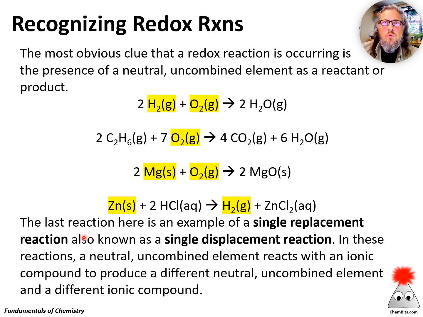How do we know that a reaction is a redox reaction? Well, one of the easiest things to spot is a neutral uncombined element as either a reactant or a product. Now, I've got to be careful here, because you can have redox without having any neutral uncombined elements. But if you see a neutral uncombined element as either a reactant or a product in a reaction, you can pretty much bet that it's going to be a redox type reaction.